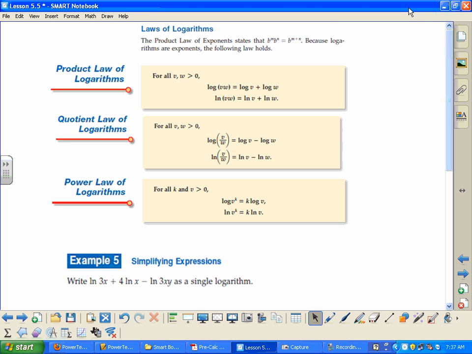Okay, so this video is over Precalculus Chapter 5, Lesson 5, Examples 5 and 6. And we're talking about the laws of logarithms.